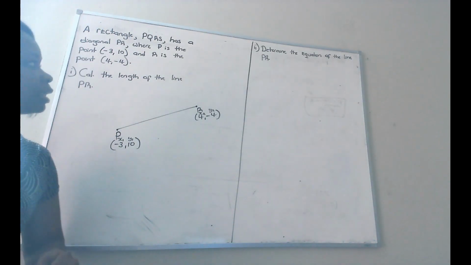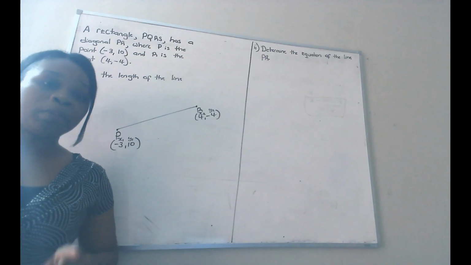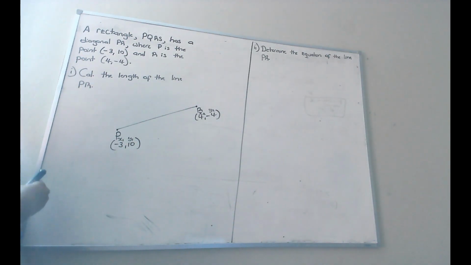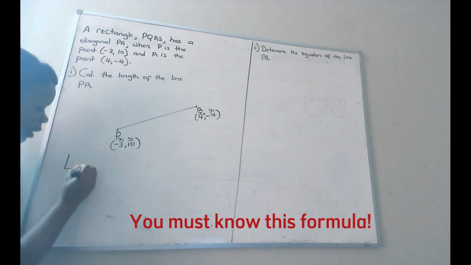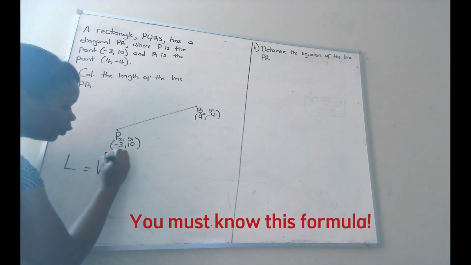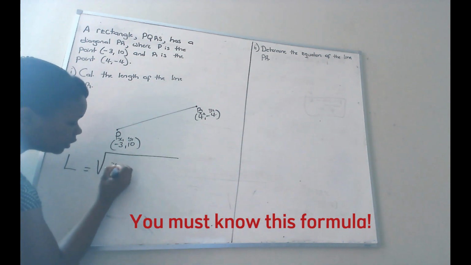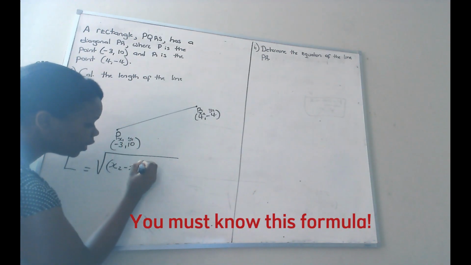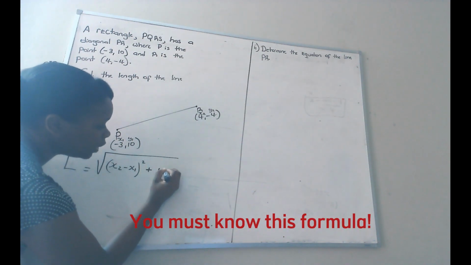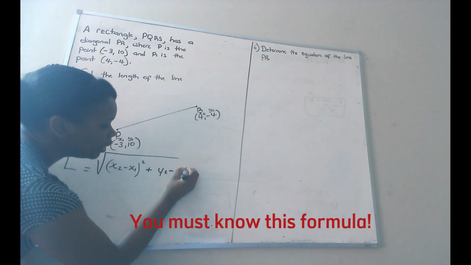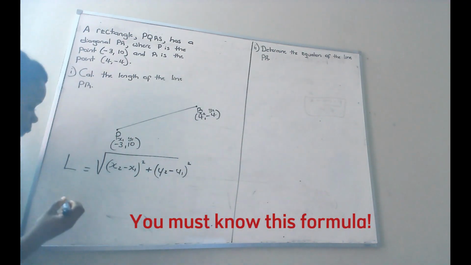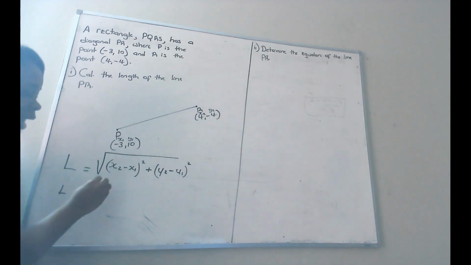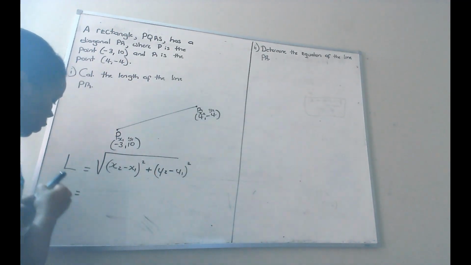Since we're asked to calculate the length of the line, you must know this formula. The formula for the length of the line is L is equal to the square root of (x2 minus x1) all squared plus (y2 minus y1) all squared. What we're going to do now is go ahead and plug in the values. So let's go.